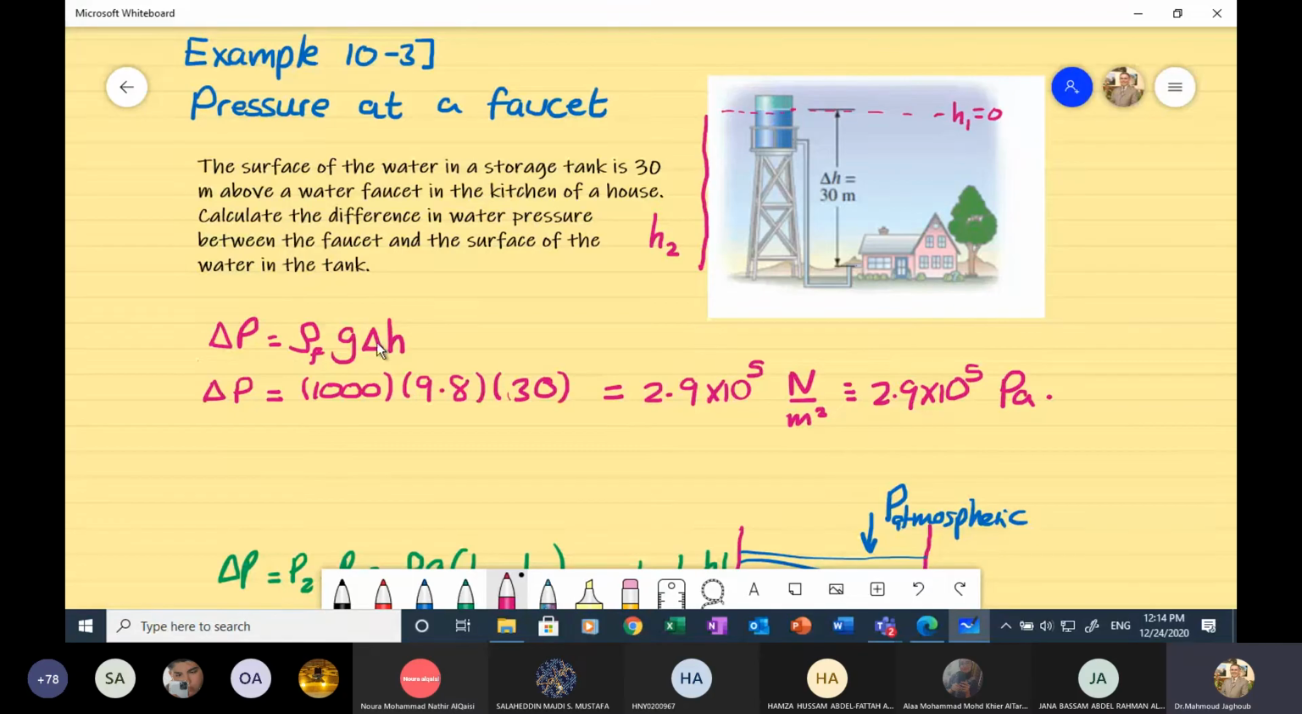So delta P equals rho fluid g times delta h. Rho fluid is 1000, g is 9.8, and delta h is h2 minus h1. What does h2 minus h1 equal to? 30. So the pressure difference is 2.9 times 10 to the 5 pascals. Okay, so the pressure at this point is certainly higher than the pressure at this point, because as we go deeper, وهذا صار عندي water column. As I go deeper, what happens to the pressure? It increases, because I have a larger water column. So the pressure increases as I go where? As I go down.